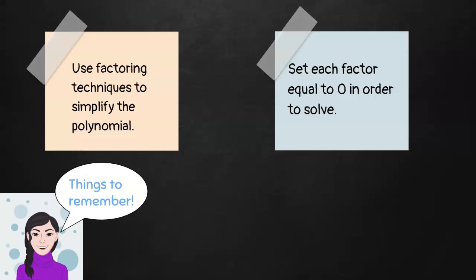Now here are some things for you to remember. Make sure you use appropriate factoring techniques to simplify the polynomial. So think back to even when you were factoring quadratics, all those techniques you will still use when we are trying to factor polynomials. And then don't forget to set each factor equal to 0 in order to solve.